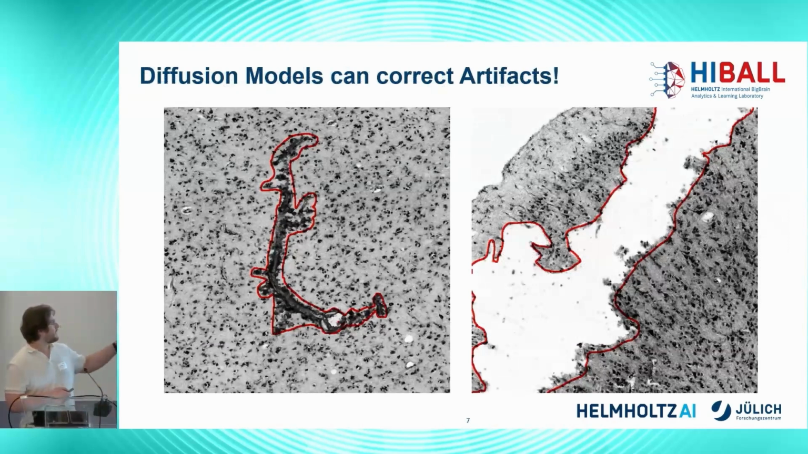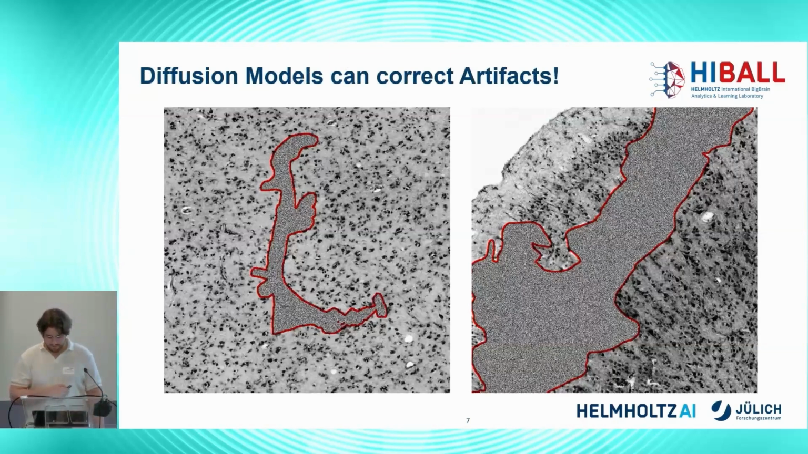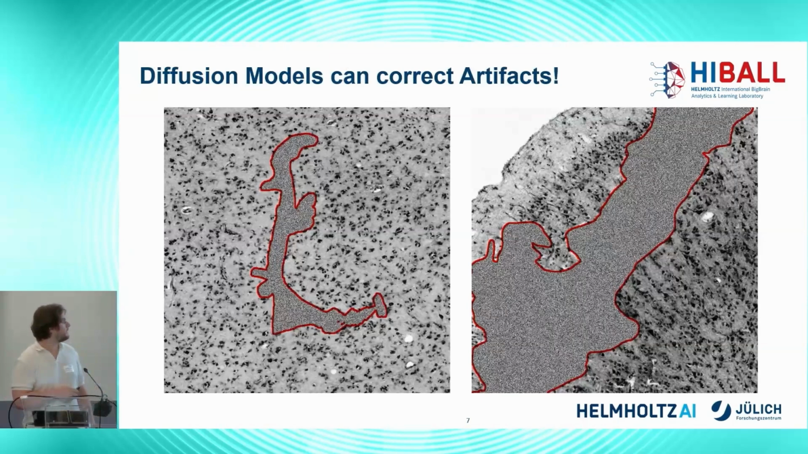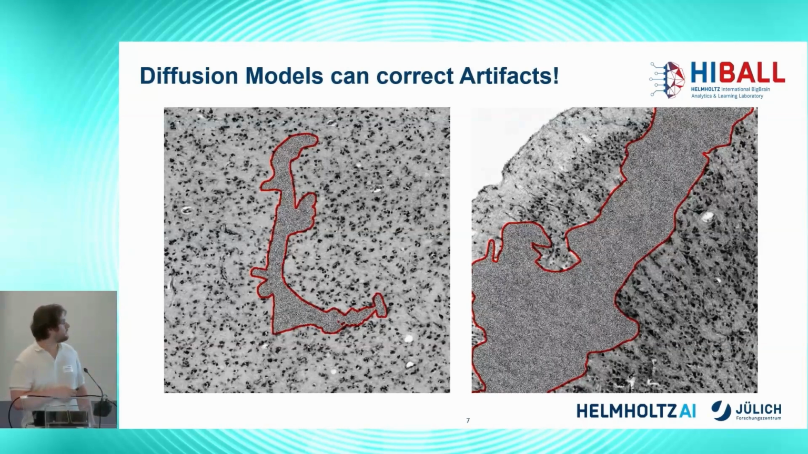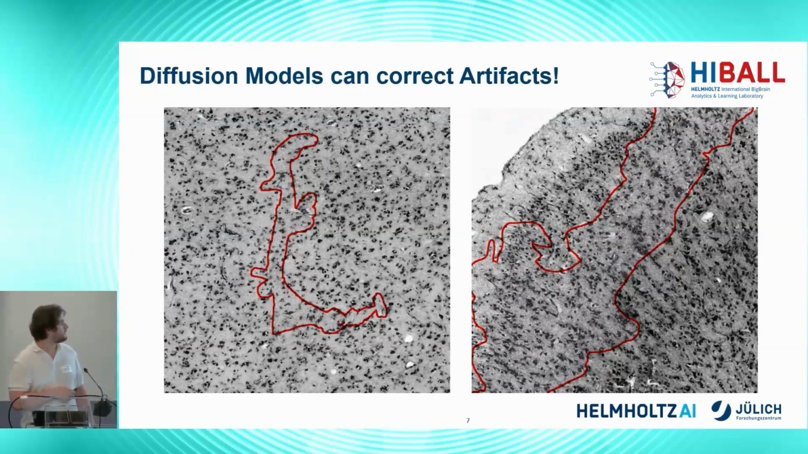Here I brought two artifacts that you already saw a few slides before. In red, the annotated artifact. And what you will see now when I play the video is the artifact will be replaced by noise. And then over time, the noise will fade out, and instead there will be the new tissue.